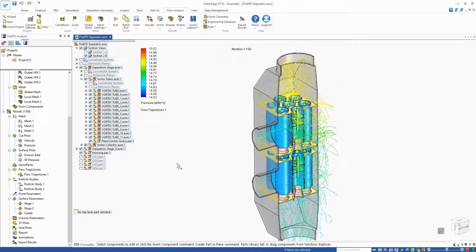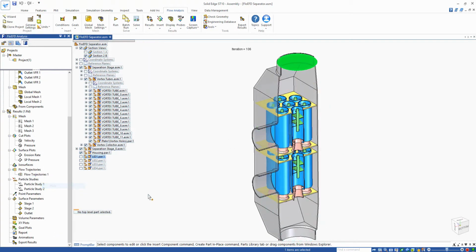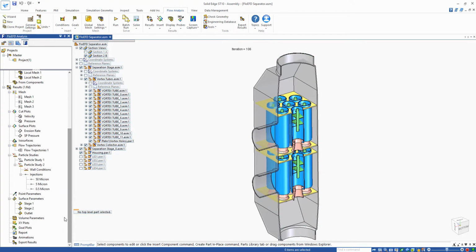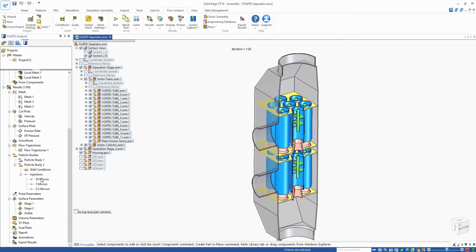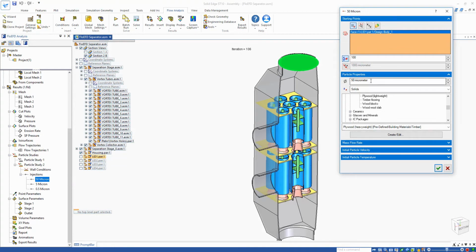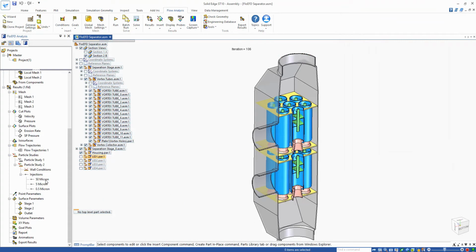Okay, but because we want to understand what the separation efficiency actually looks like, to do that we can use something called a particle study. So let's activate this particular particle study. Now I've got 3 injections: a 50 micron, a 5 micron and a 0.5 micron injection into this model. If I just edit this, you can see that this is a 50 micrometer injection with 100 particles, and I've got a plywood material on here at 50 microns, and we want to understand what the flow looks like. So let's just activate this.